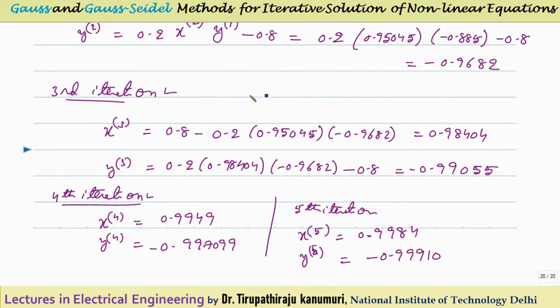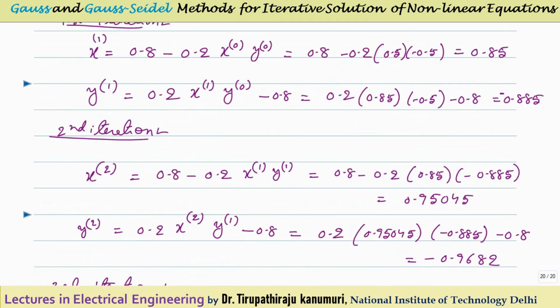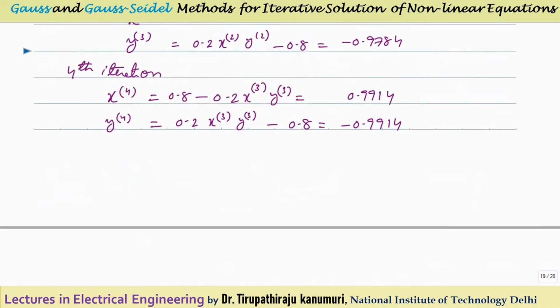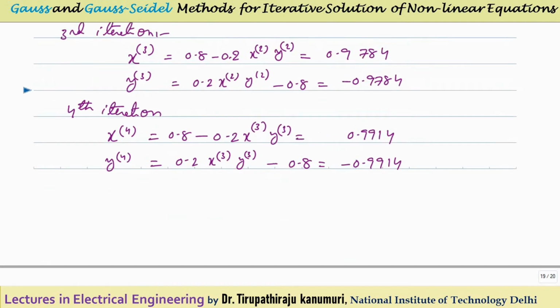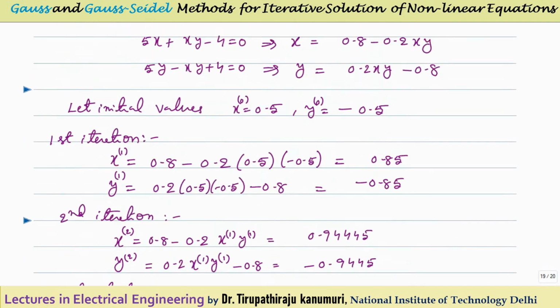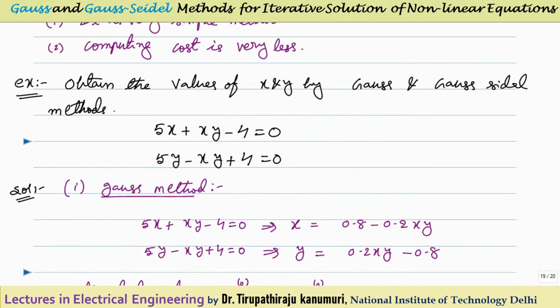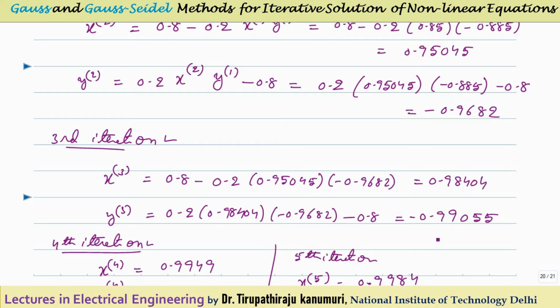Similar is the case after the third iteration, you will see it has reached 0.98 and 0.99 in this case, whereas in the case of the Gauss method, after that iteration you got only 0.97 and 0.97. So it is converging at a faster rate. So practically, if you take the most complex problem, you will observe that the Gauss-Seidel method converges at a faster rate when compared to the Gauss method. I hope how the Gauss and Gauss-Seidel methods work for solving the nonlinear equations is completely clear to you.